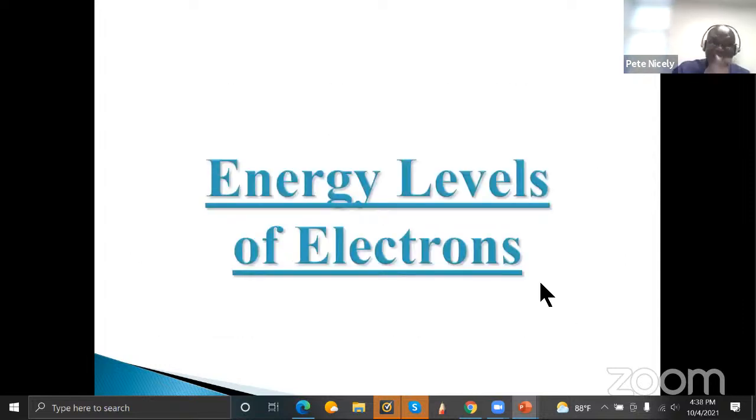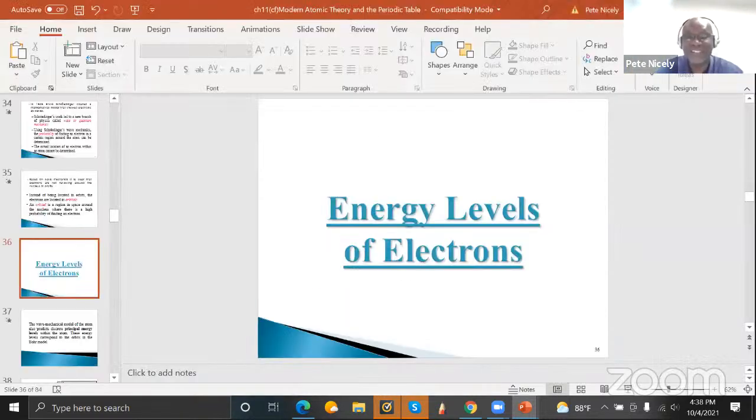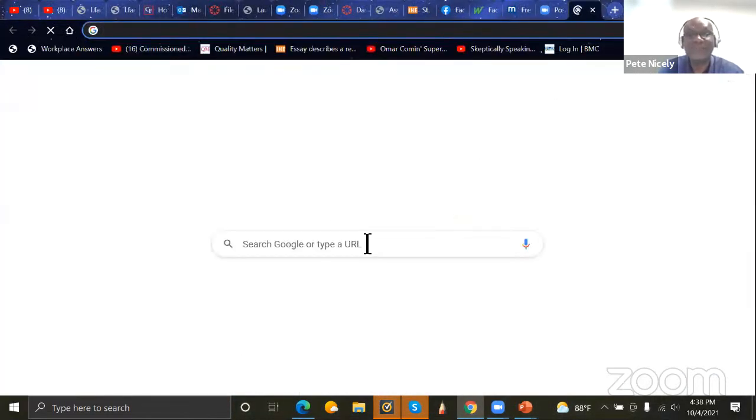Now, before we get to the energy levels of electrons, I want to do a couple of examples going back to the relationship between wavelength, frequency, and the speed of radiation. So what I'm going to do is see if I can find a couple of questions online.